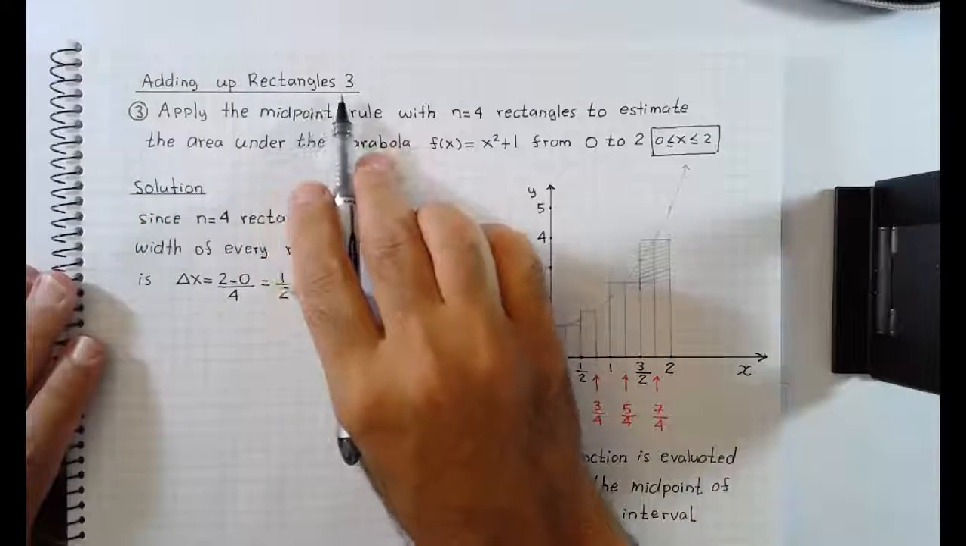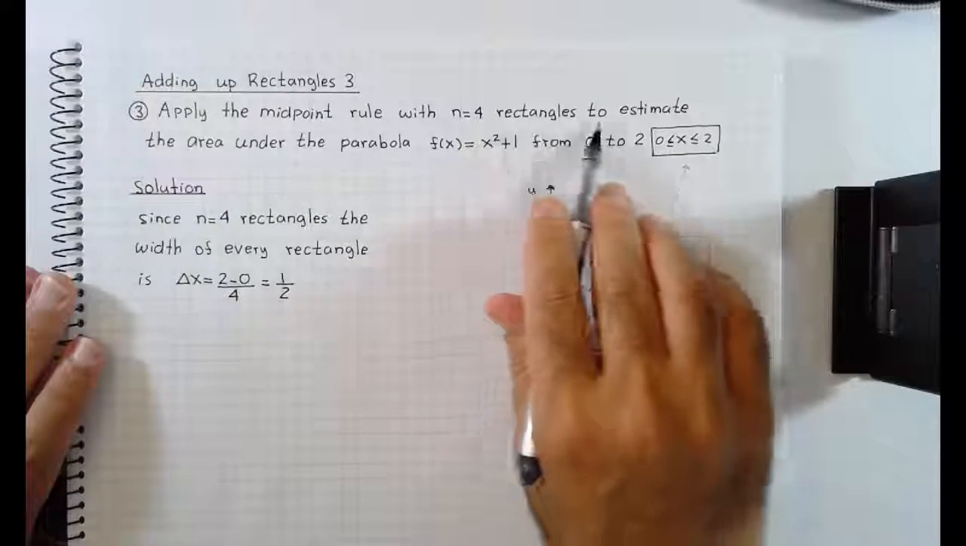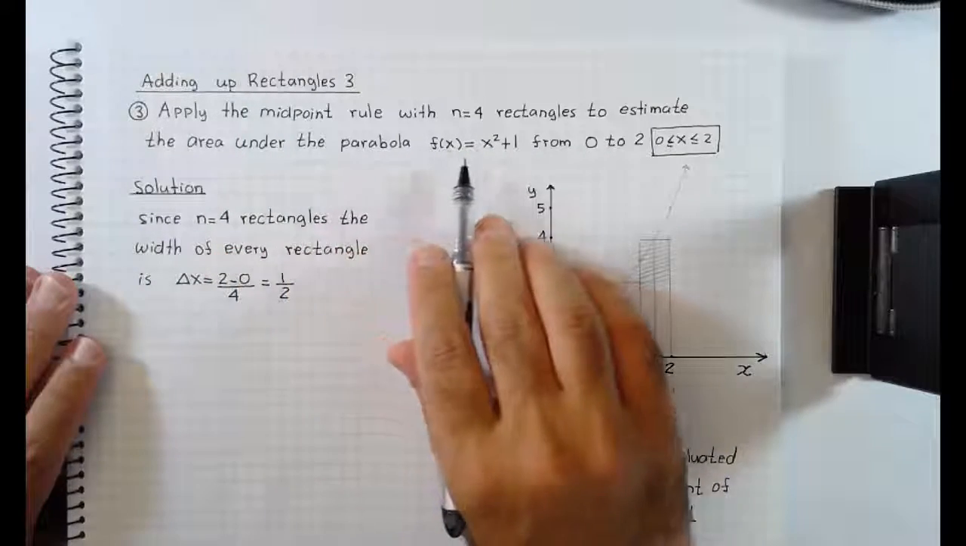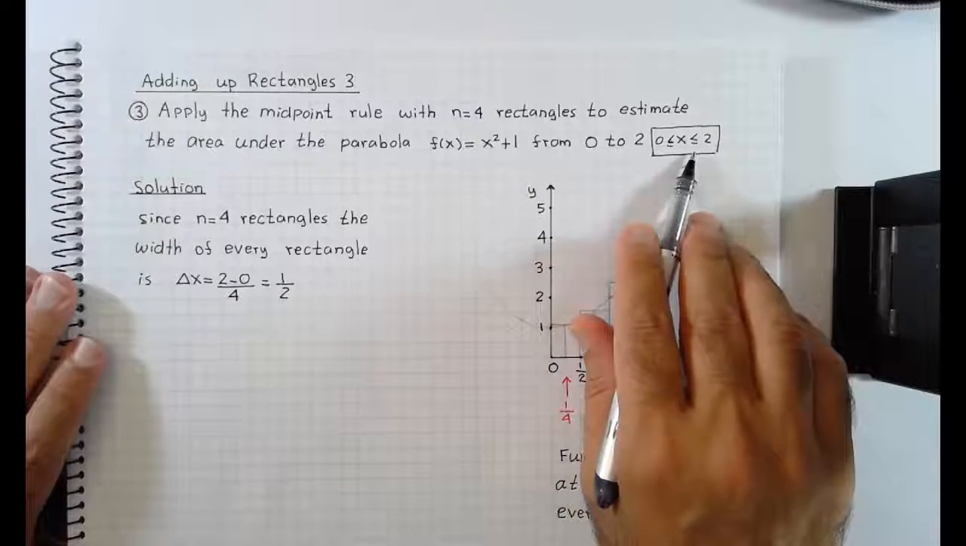Adding up rectangles 3. Apply the midpoint rule with n equals 4 rectangles to estimate the area under the parabola f of x equals x squared plus 1 from 0 to 2, x between 0 and 2.